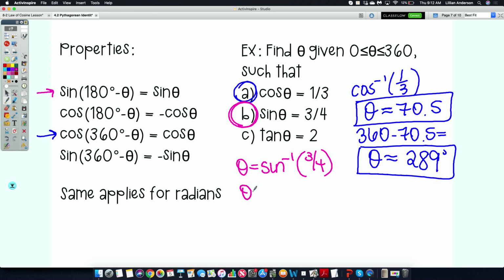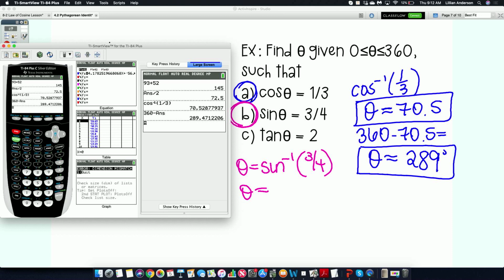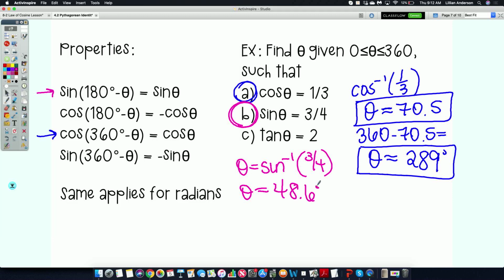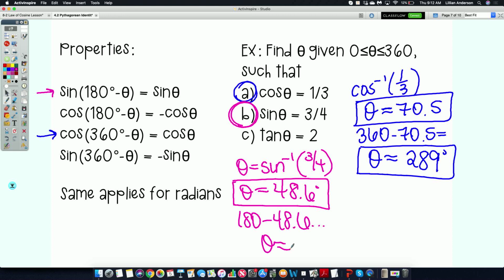So then, what's the first one? When I do sine inverse of 3/4? 48.6. So that's one angle. To find the second one, I need to subtract that answer from 180. What's the 131? 131?